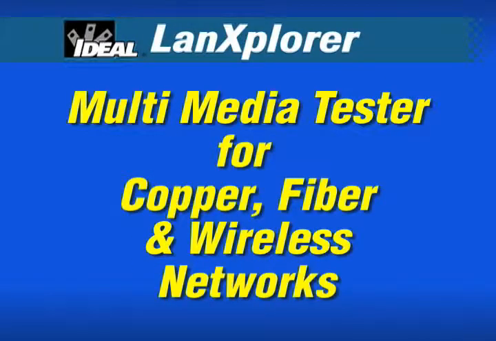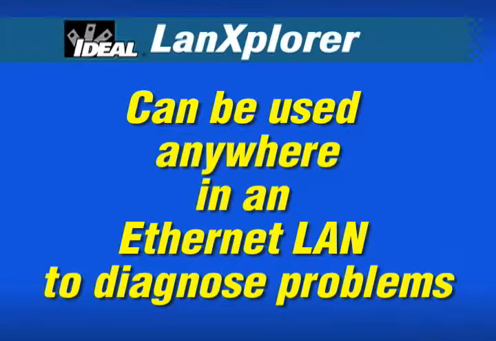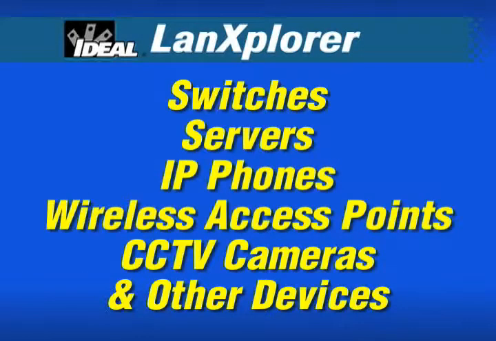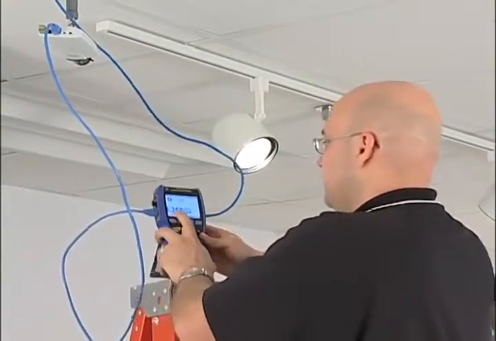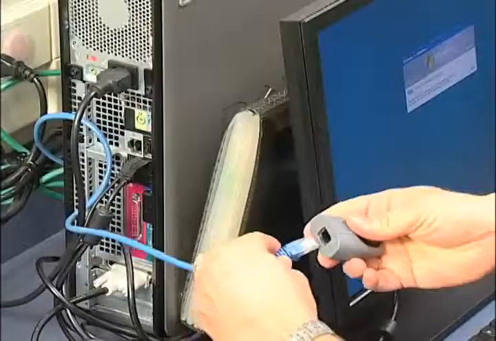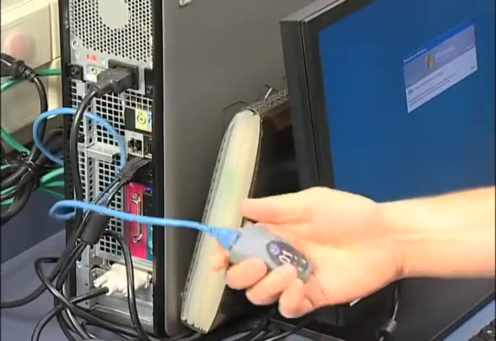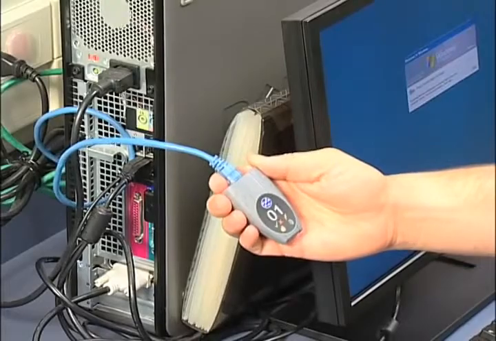The Lan Explorer Pro is a true multimedia tester for copper, fiber, and wireless networks. Its full gigabit capability allows it to be used anywhere in an Ethernet LAN to diagnose problems with switches, servers, IP phones, wireless access points, CCTV cameras, and any other Ethernet-enabled device. The Lan Explorer has excellent passive cable test functions for wire mapping and cable tracing, because 70 to 80% of network faults stem from cabling issues.